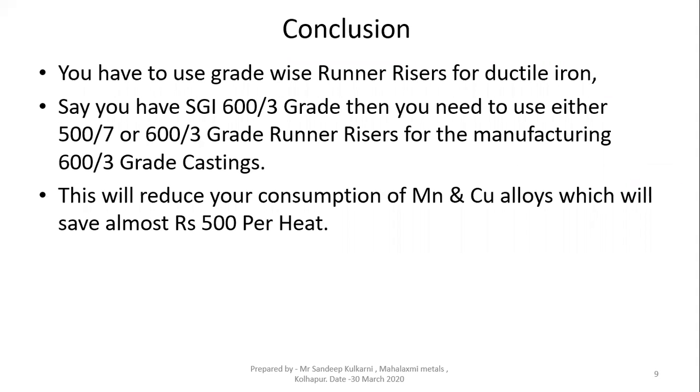So you have to use grade-wise risers for ductile iron. Say you have a 600/3 grade, then you have to use either 500/7 or 600/3 grade risers for the manufacturing of 600/3 grade castings. This will reduce your consumption of manganese and copper alloys, which will save almost 500 rupees per heat, which is huge again. So 500 rupees per heat, if you go per day or per month, it will be a huge saving for you. So this is case number 2 for saving charge cost in ductile iron.